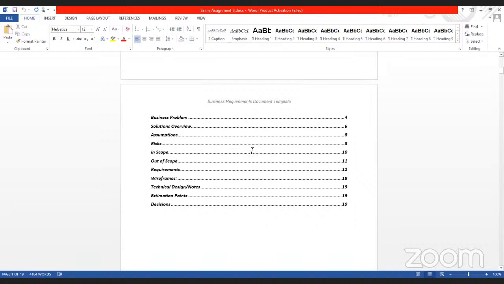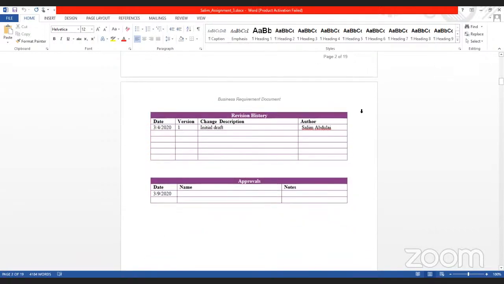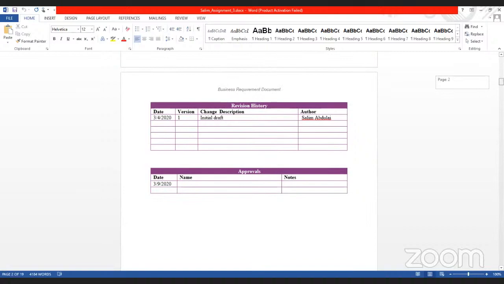This is the table of contents of my BRD document. Although I'll say a few of the headings were not included in this initial draft because I tried to focus mainly on the requirements. So yes, there is some work to be done there. The revision history is the first of its kind, the initial draft made by me. There are no approvals yet, so the approvals are blank. So I'll be waiting for my first review from the stakeholders.